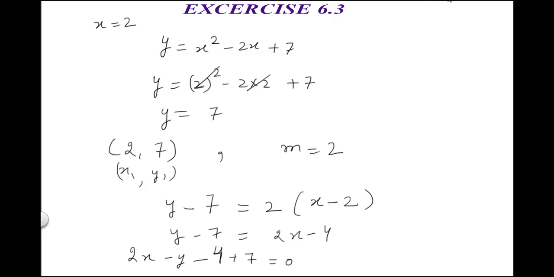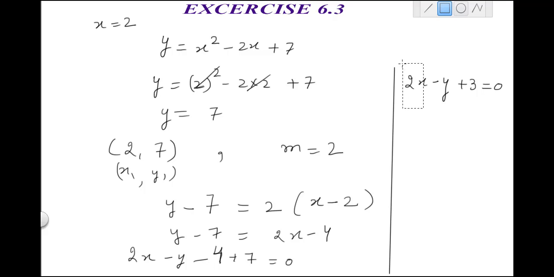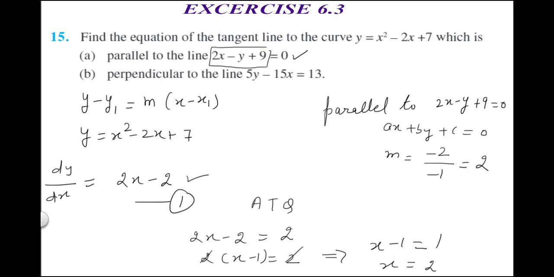Hence the final equation that we have at last is 2x minus y plus 3 equals 0. This will be our equation of tangent. Clear? This is how we are going to find the equation if a curve is given and some conditions are given. So we have solved the first part of it. Let us go to the second part of it.